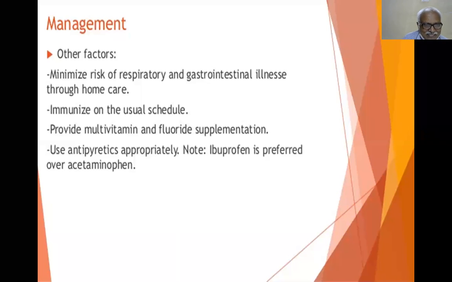So whenever I found genu valgum deformity mentioned in your answer scripts. So use antipyretics appropriately. Ibuprofen is preferred over acetaminophen.